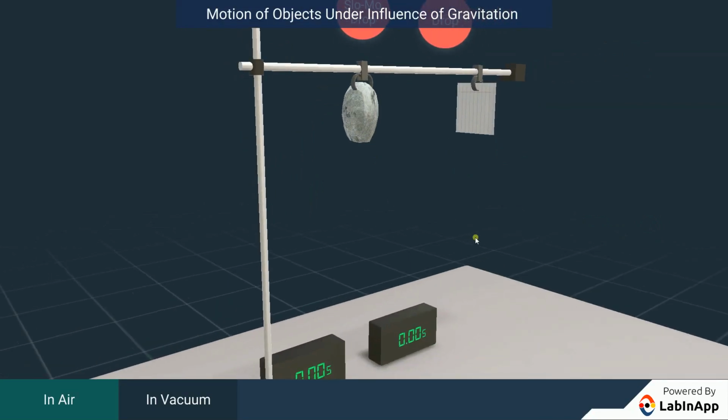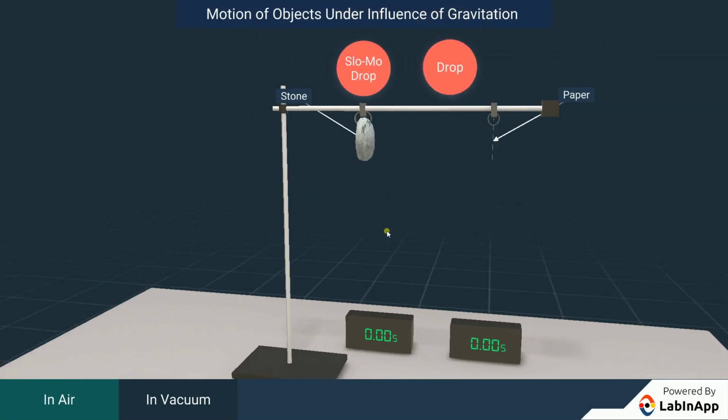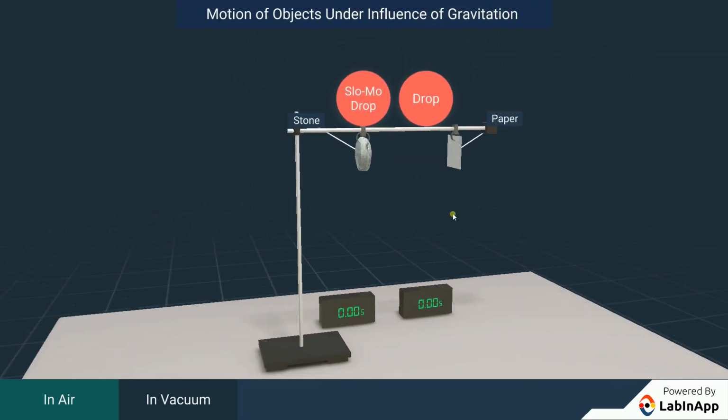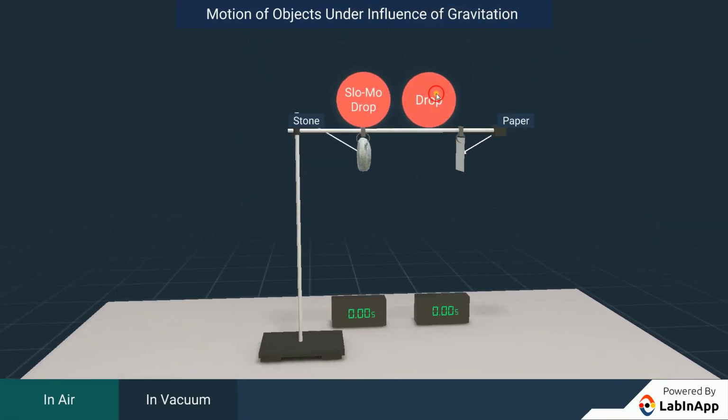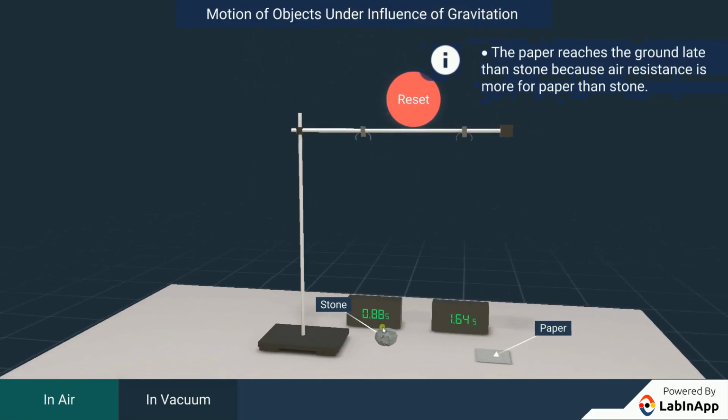Here we have a stone and a sheet of paper clamped to a stand. Drop them simultaneously by opening the clamps. We see that the paper reaches the ground a little later than the stone.